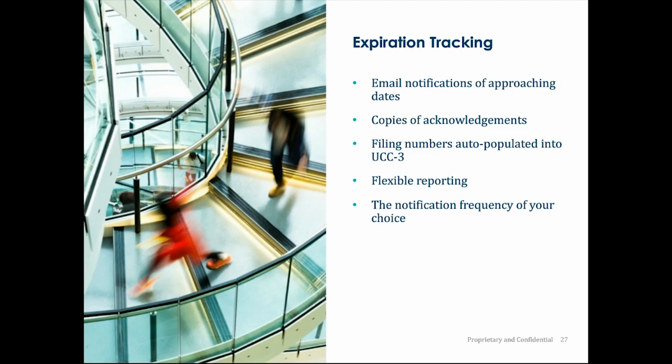One of our monitoring options is called expiration tracking. The expiration tracking will email notifications of approaching dates. You would receive copies of the acknowledgments, and the filing numbers auto-populated into the UCC-3. Flexible reporting, and you can receive your expiration report at the notification frequency of your choice. We can send an expiration report to you either daily, weekly, or monthly, and in the CSC Financial Online, you can also access that in an area called My Center, which we will cover as well in the demonstration.